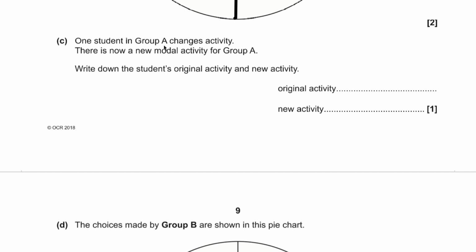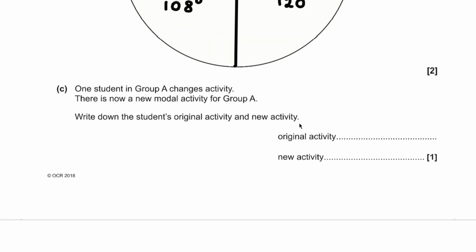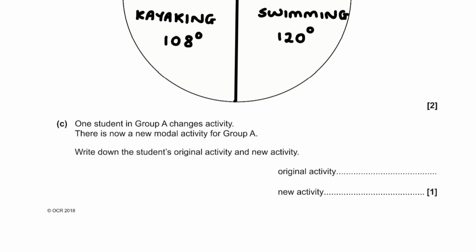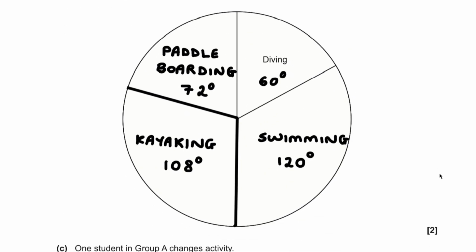Now, one student in Group A changes activity. There is now a new model for Group A. We have to write down the student's original activity and the new activity. So, how could we think about this? Well, what was the mode before? That's the one with the most students, which is, of course, swimming. So the original activity is swimming.